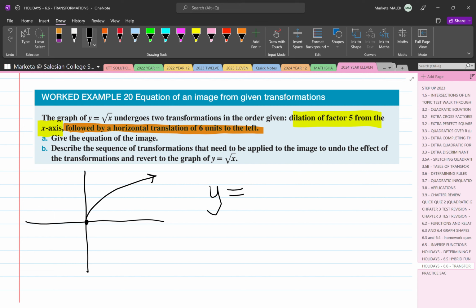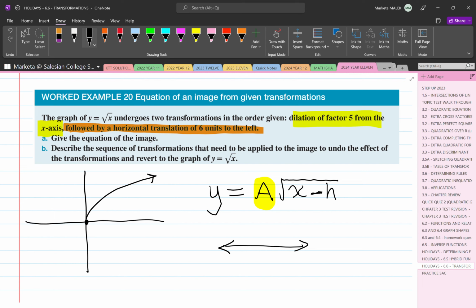Y equals, we have A, which is our dilation from the x-axis. And then we have root x, and we're going 6 units left. So that is to do with our horizontal shift. So it's something connected to the x. So it's something in here, plus, I can't remember what letter they used. I'll use the -h like they often do.